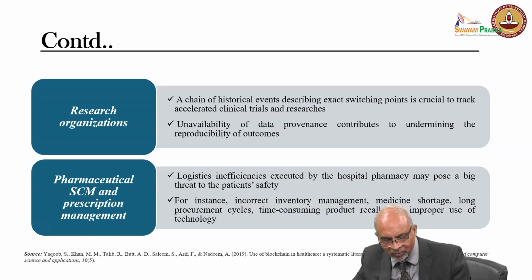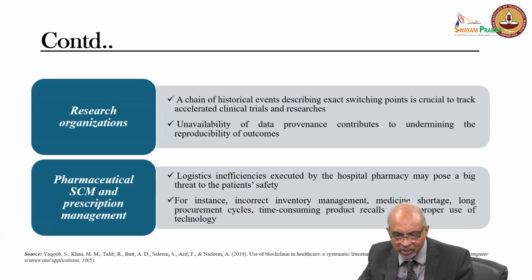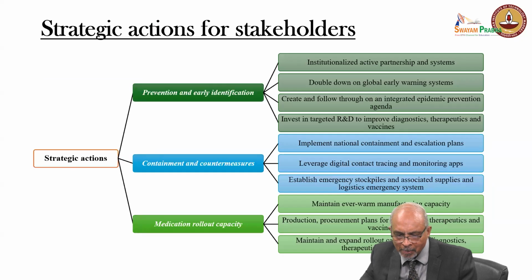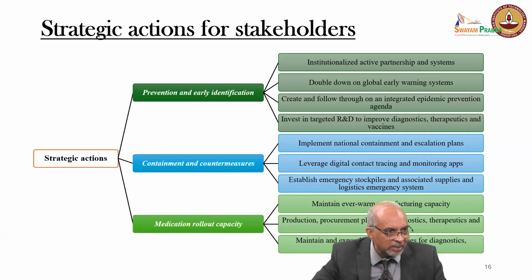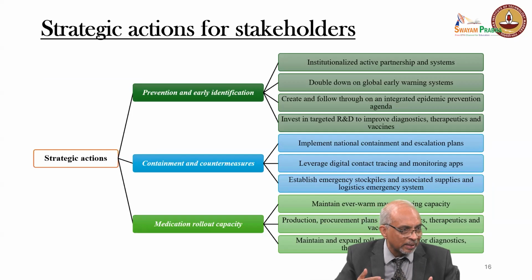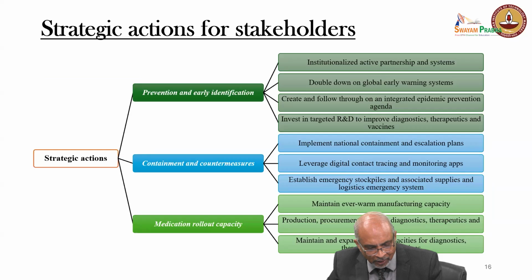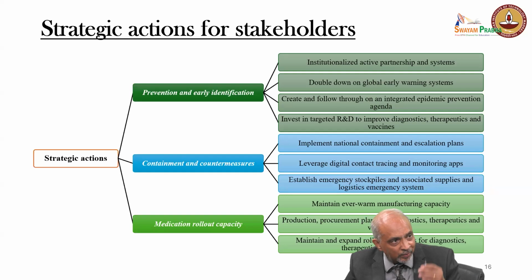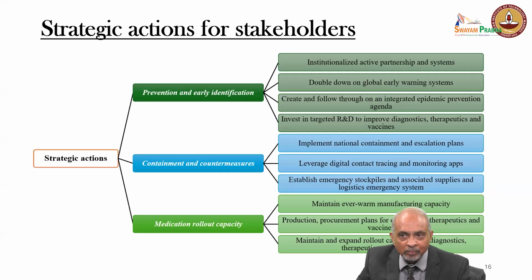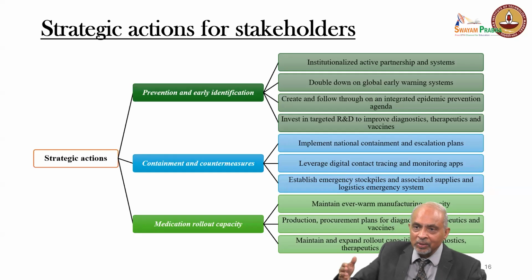Logistics inefficiencies for pharma supply chains, incorrect inventory management, all those challenges that they face. So now that we know some of the challenges, what are some of the strategic actions that stakeholders can take? Anything I can do with prevention and early identification is critical. So that's one thing. Anything to do with prevention of shortages. How do I do prevention of shortages?